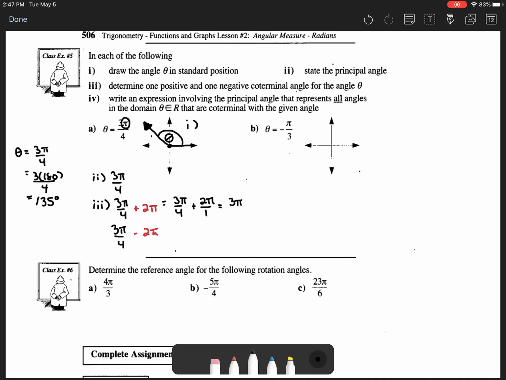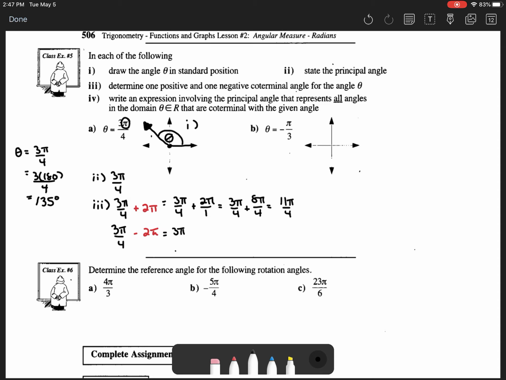So that calculation becomes 3 pi over 4 plus, I need a common denominator of 4, so multiply the denominator by 4, multiply the numerator by 4. That would be like 8 pi over 4. So you get 11 pi over 4. So there is your one positive coterminal angle.